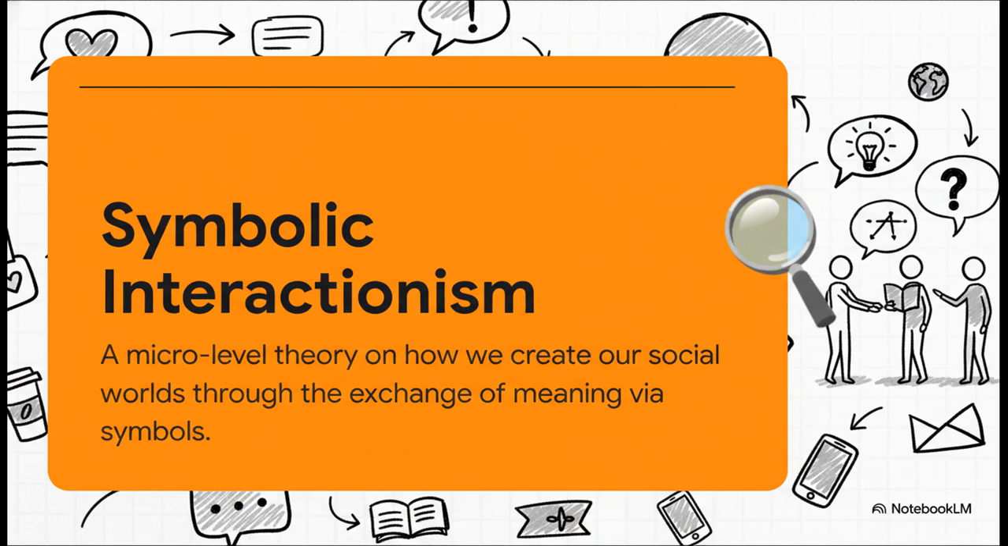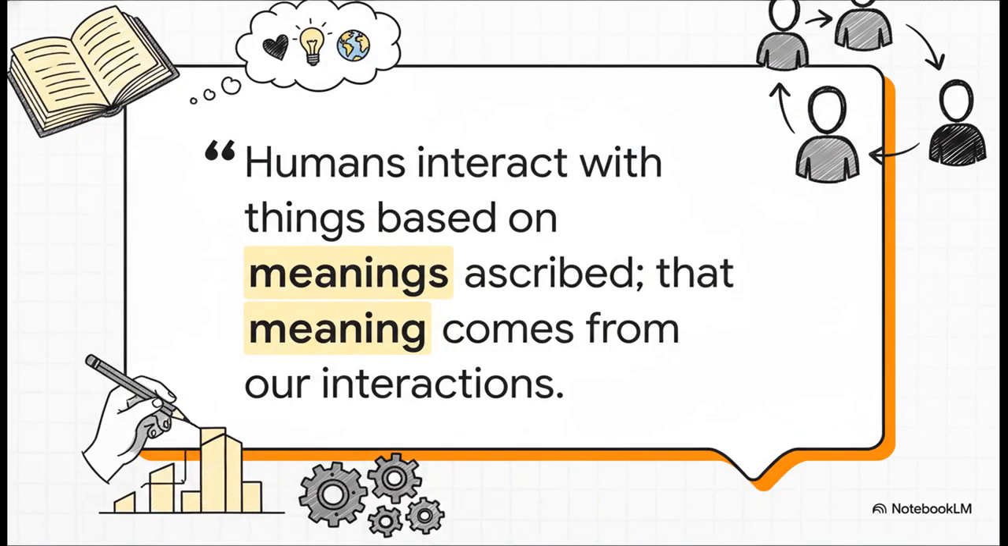It's all about how we use symbols, everything from words and hand gestures to clothes and cars, to build a shared reality and figure out how to act. Sociologist Herbert Blumer really nailed it. Just think about a simple stop sign. Is it just a red piece of metal? Of course not. Through all your interactions with parents, with driver's ed teachers, you've learned that it means stop. We give things meaning, and then those meanings guide how we behave. We are literally building our social world, one interaction at a time.